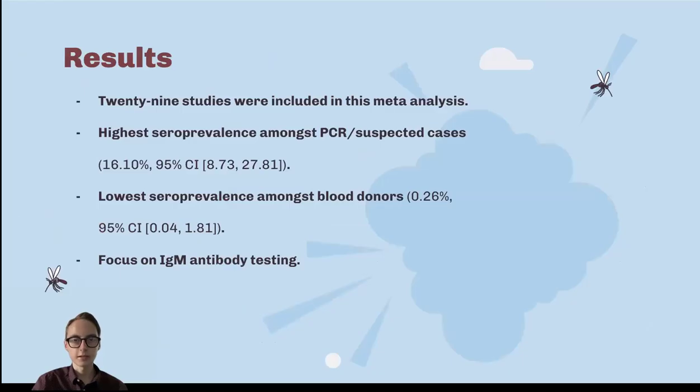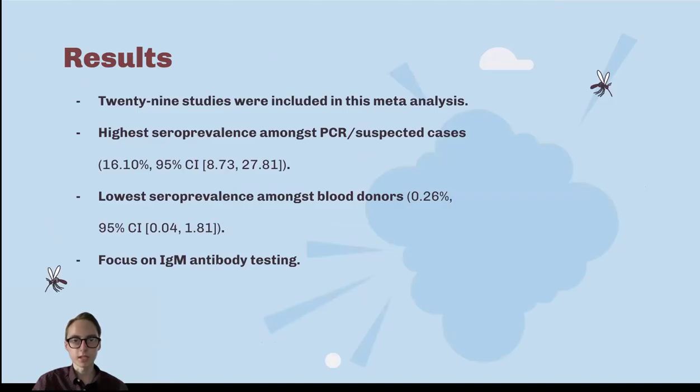In total, 29 studies were included in this meta-analysis. The highest seroprevalence was found among PCR positive or clinically suspected cases at about 16.1%, showing strong clinical capture of symptomatic infections. The lowest seroprevalence was among blood donors at about 0.26%, suggesting limited community level transmission.